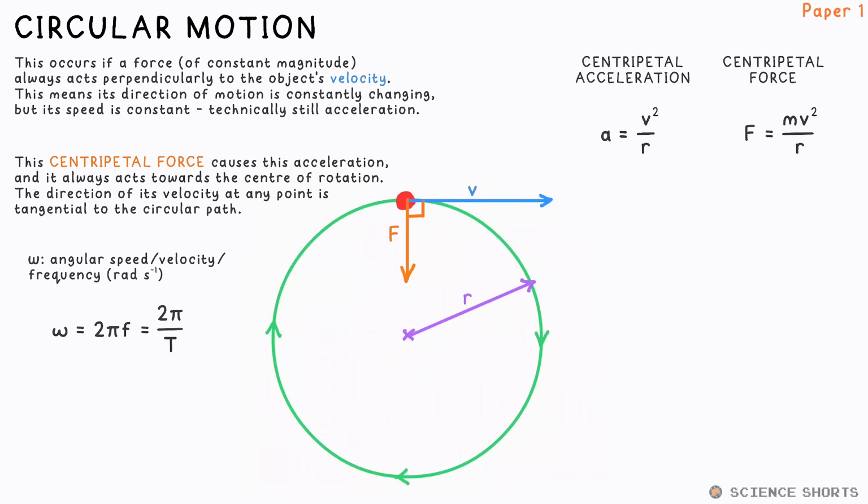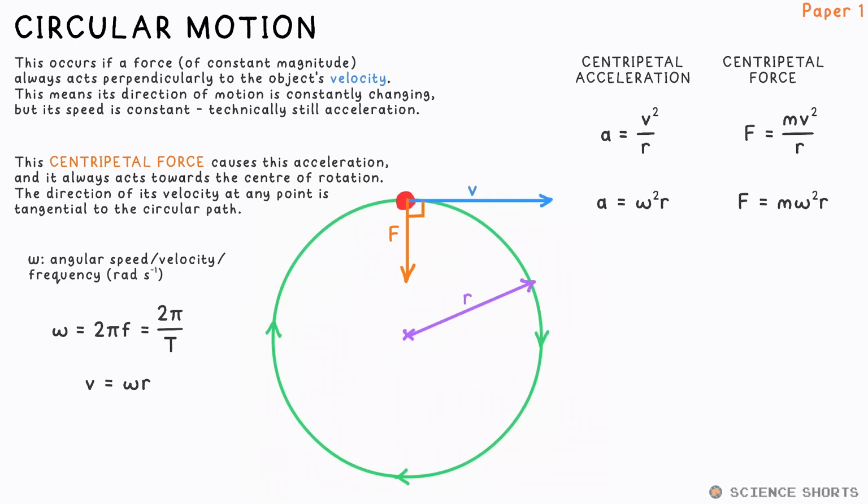That's how many radians of the orbit are covered every second. We give it the symbol omega, a curly w. That's equal to 2 pi f, or 2 pi over T. How many radians per second? That means that v equals omega r. This is actually a very important equation that people often forget.